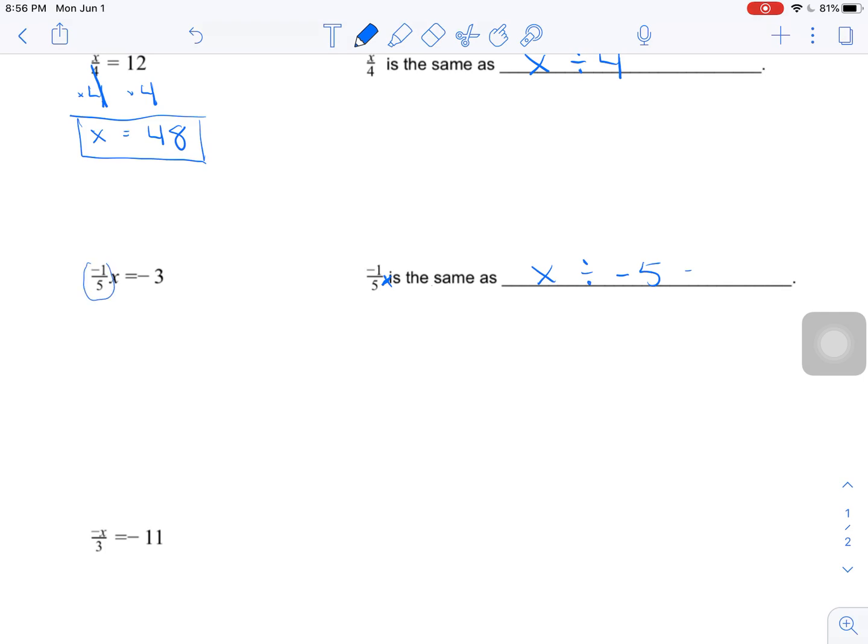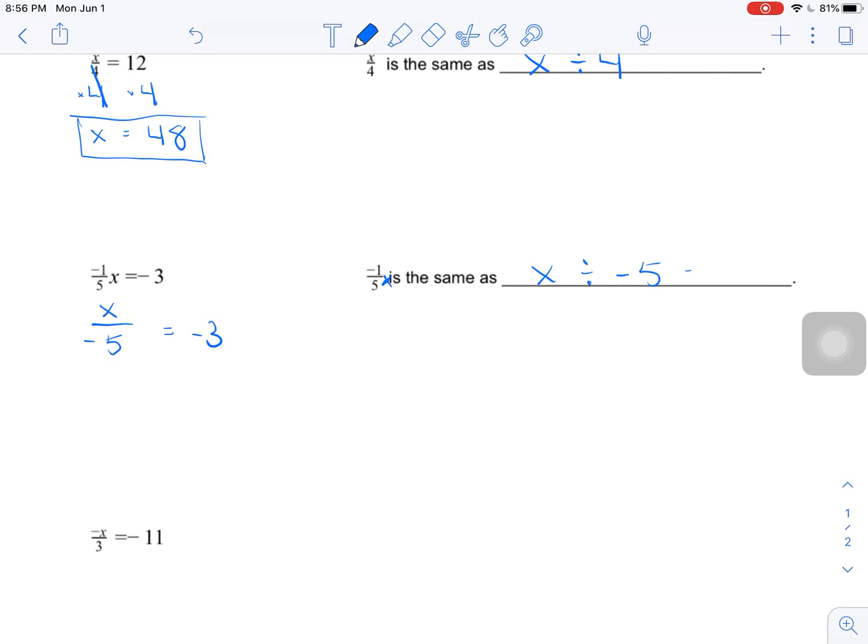So whenever you see a fraction like that, you can change that to division. So divide by whatever the denominator of the fraction is. So I can change this into x divided by negative 5 equals negative 3. And now it's just like the problem that I did above.